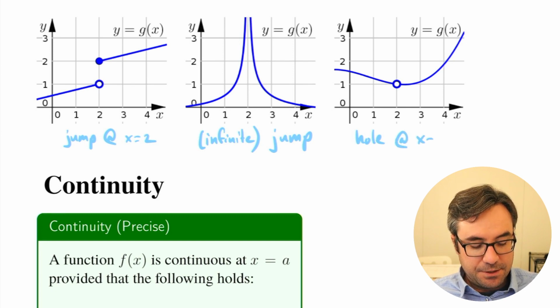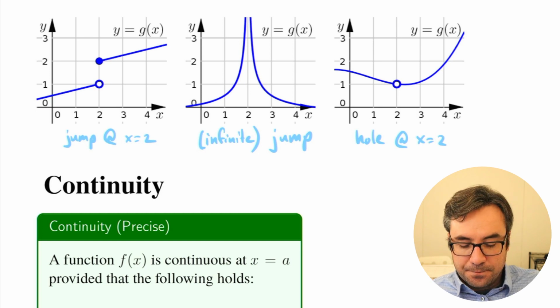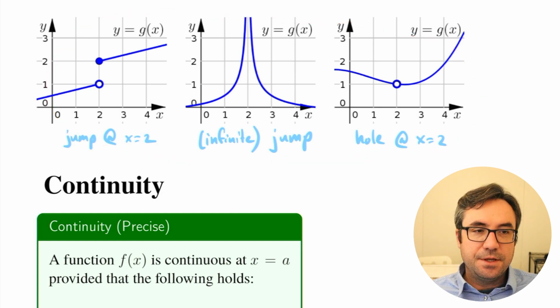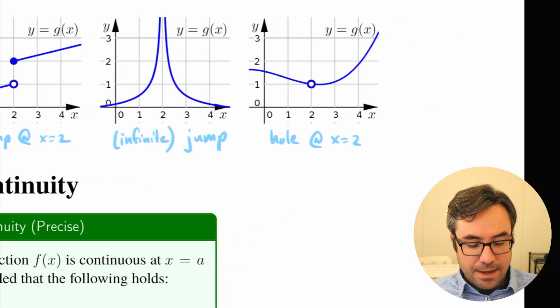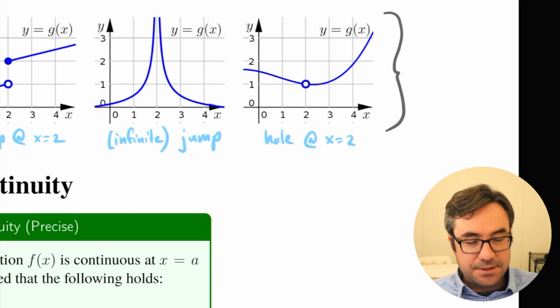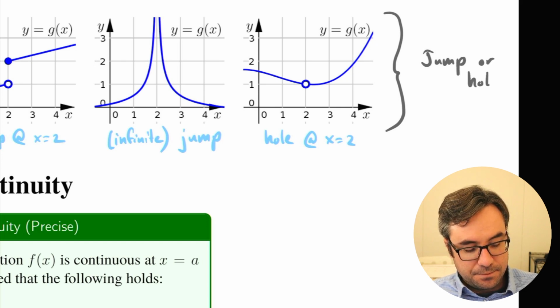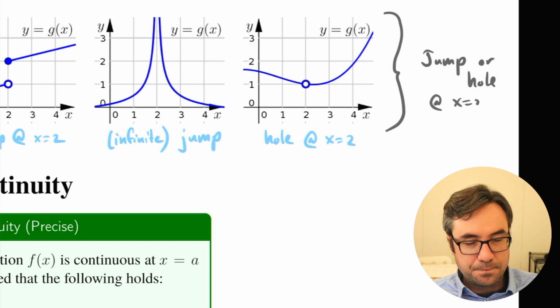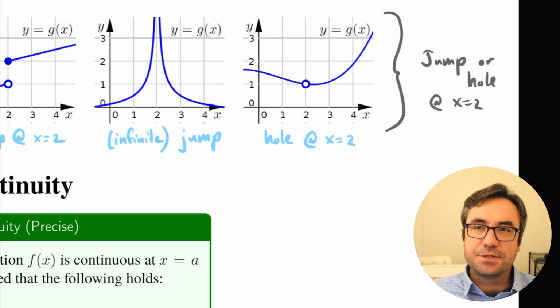So there's a hole at x equals 2. So what's going on with these three is these are cases where there's either a jump or a hole in the graph. And we're going to come back to this idea in a couple minutes because these are kind of special. So we're going to classify these three examples. There's something else going on here.